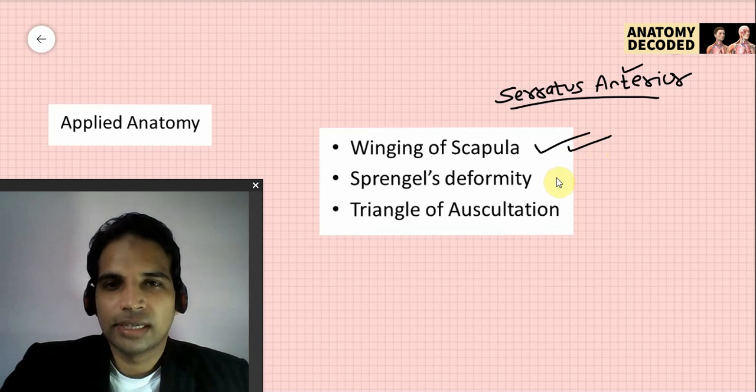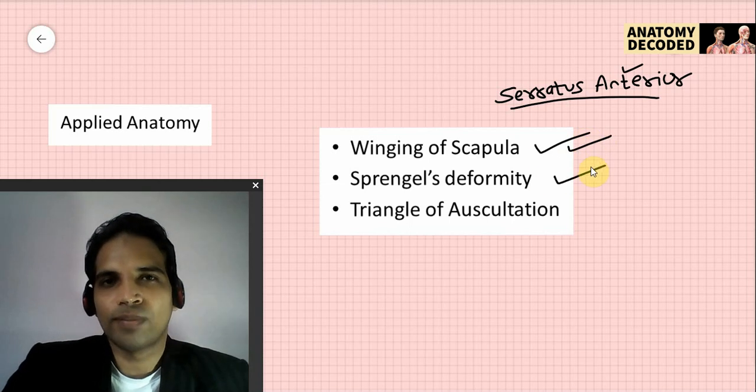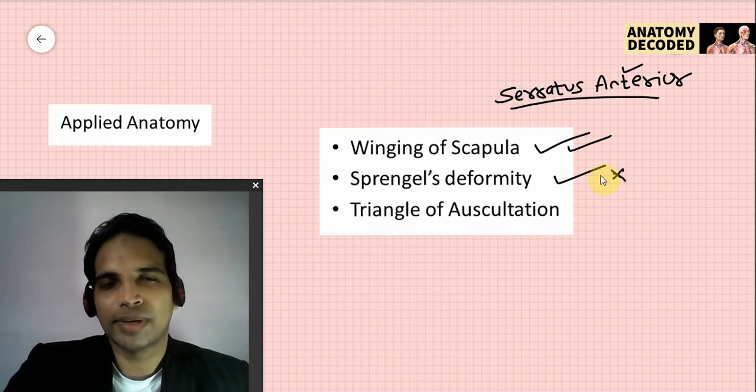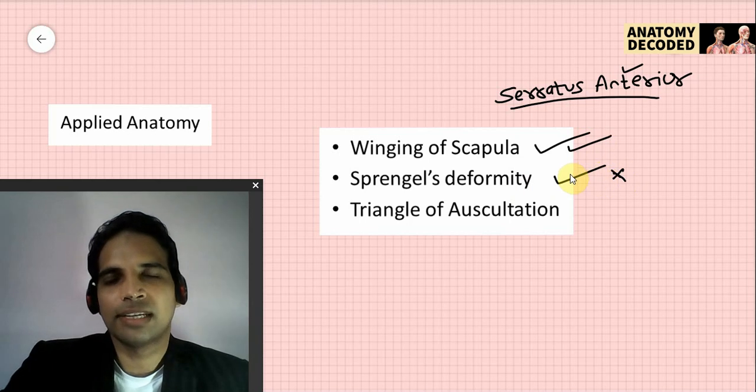Then there is Sprengel's deformity. It is a congenital deformity of the scapula. It is a high-lying scapula. Scapula usually develops in the cervical region and it descends towards the back. But in this deformity, the scapula fails to descend and it is present near the cervical region. This clinical condition is referred to as Sprengel's deformity.